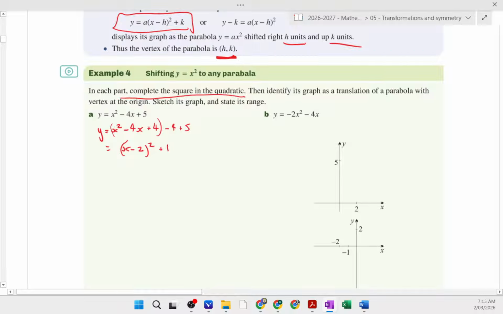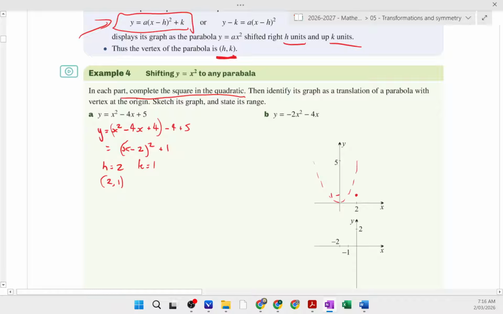So that gives us our new equation, and it's in the form of y equals a outside of x minus h all squared plus k. To read the vertex off, all we really need to do is get the vertex now. We've got h equals 2 and k equals 1 in this particular case, which means I have a vertex of (2, 1). So that's really cool. I can now look at that and go, all right, (2, 1), there is my vertex. Excellent.